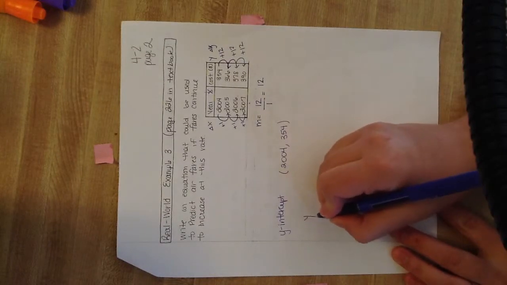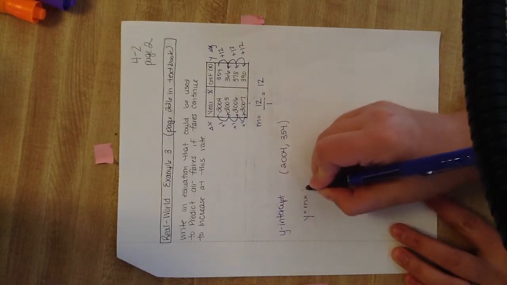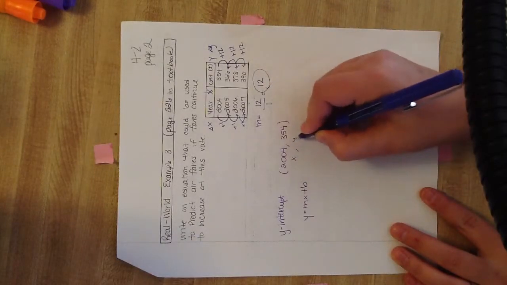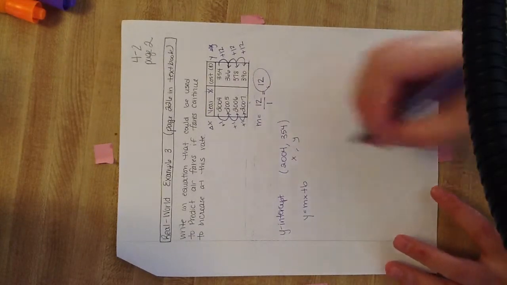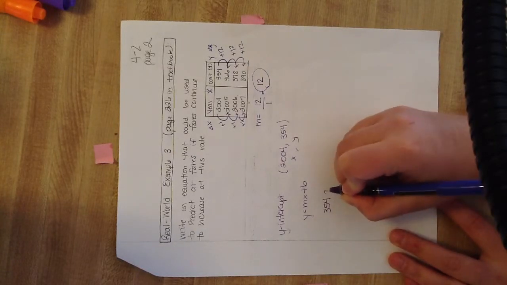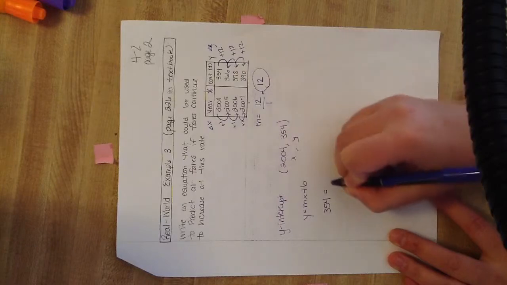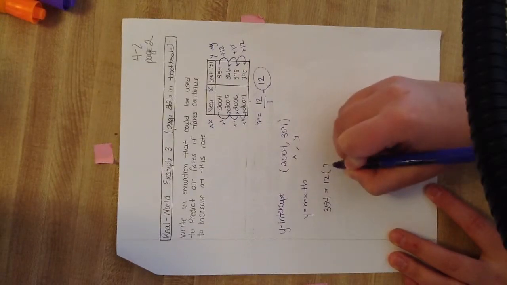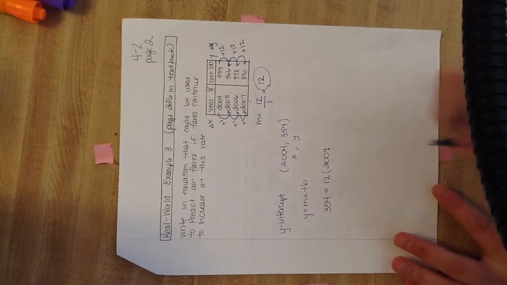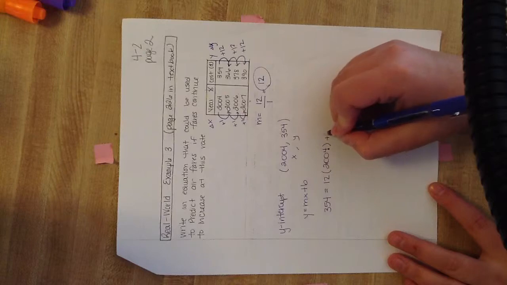So remember, I have y equals mx plus b. I know my m, and I have an x value and a y value. I need to find b. So I'm going to plug in 354 equals m, which is 12, times x, which is 2004, plus b.